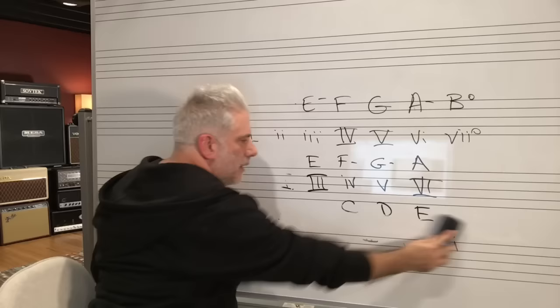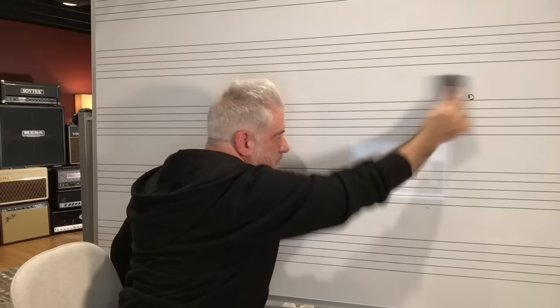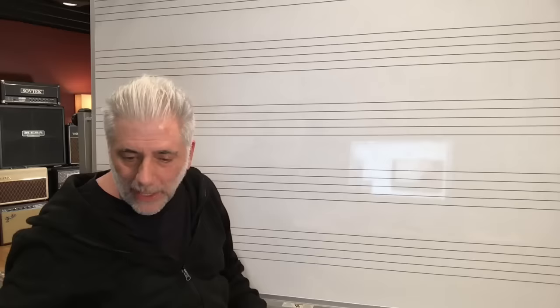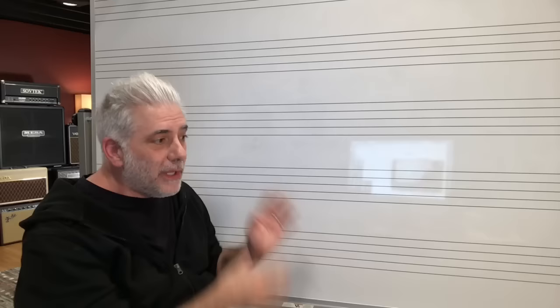So, if you memorize the circle of fifths, and you memorize your major keys, that 1, 4, and 5, like in a blues, are major, 2, 3, and 6 are minor, and 7 is diminished. That's all you have to do.